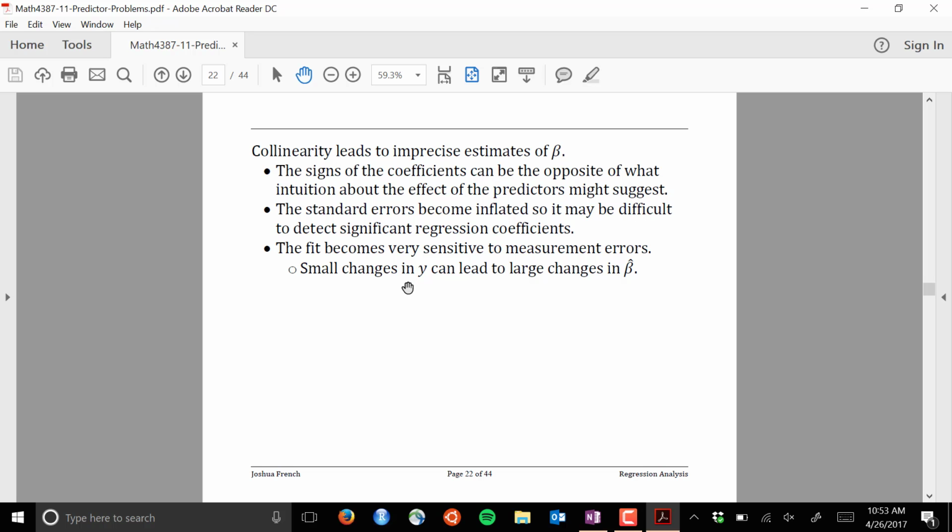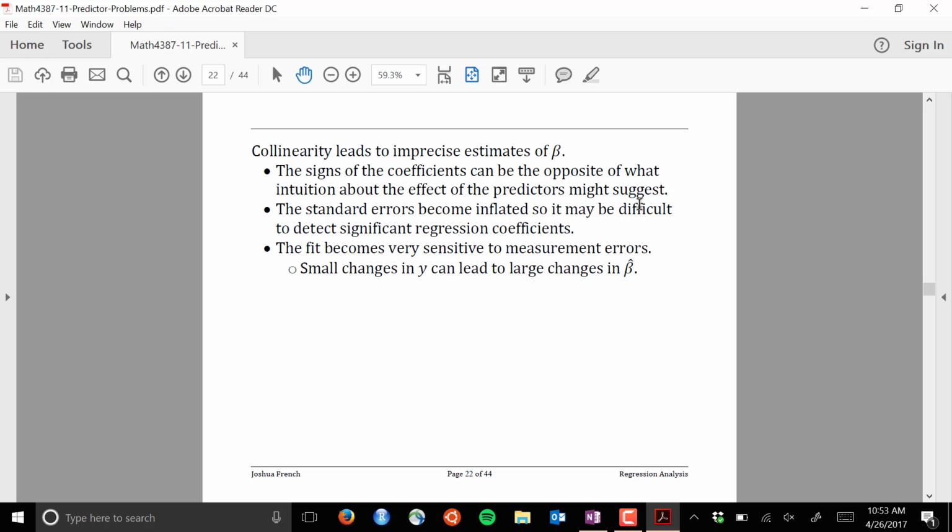So in general, if the columns of your X matrix are approximately linearly dependent, so basically the columns of X are approximately linear combinations of one another, then we say that this is collinearity. And what collinearity does is it leads to really imprecise estimates of our regression coefficients. And so practically what happens is that the signs of our coefficients might be different from what we expect them to be. So we might be expecting a positive sign.